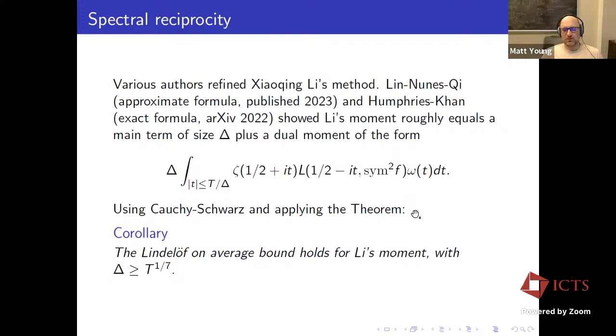But pretty directly from this approach, you can just use Cauchy-Schwarz on this integral and plug in our theorem, and what you get is that, in Xiaoxing Li's work, you can get Lindelof on average for delta as small as t to the 1 over 7. So she got 3 over 8. Various other authors improved it. I didn't write down whatever the state of the art was prior to our theorem, but now we can get 1 over 7.